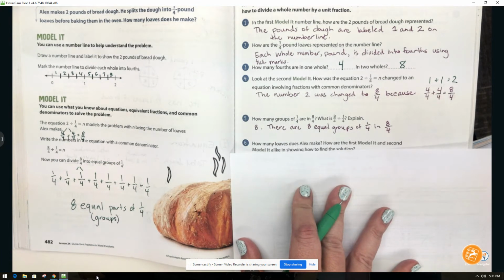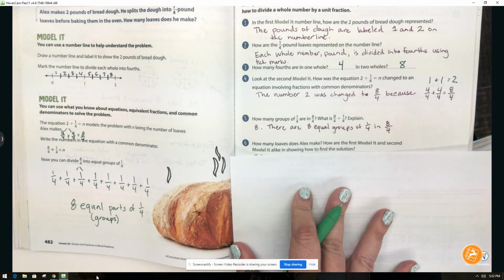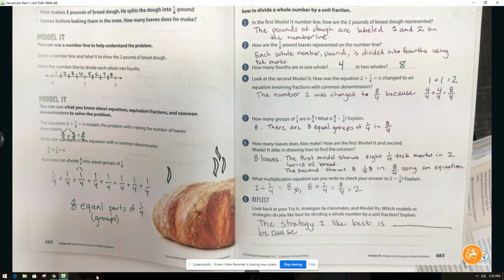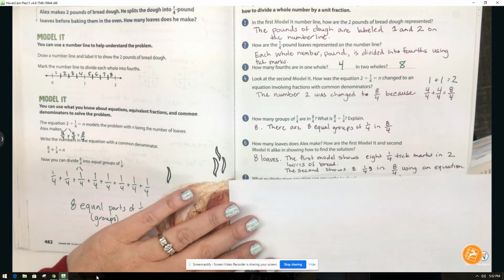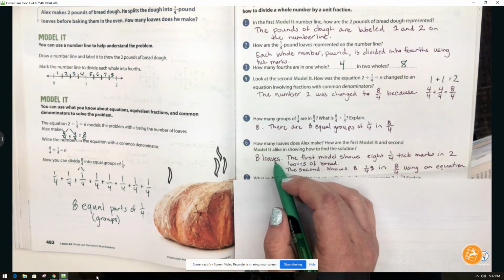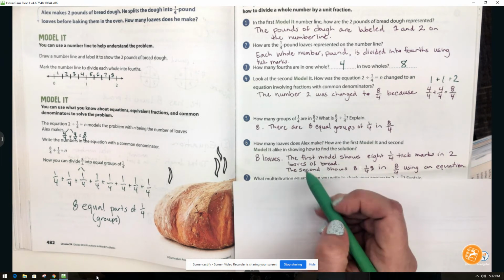Number 6 then says, how many loaves does Alex make? How are the first model and second model alike in showing how to find the solution? So we know that there are 8 loaves. We've talked about that on the last few questions.